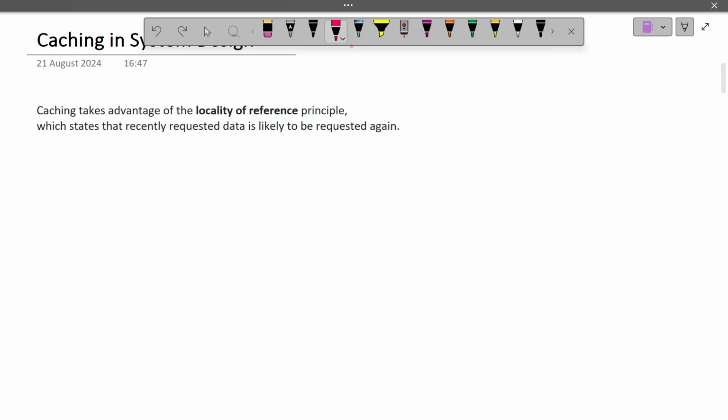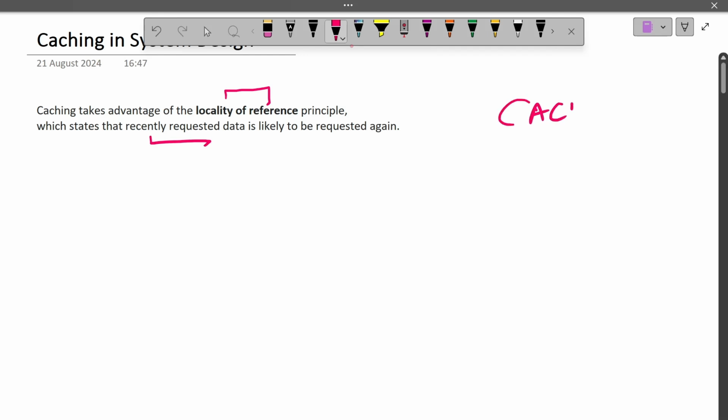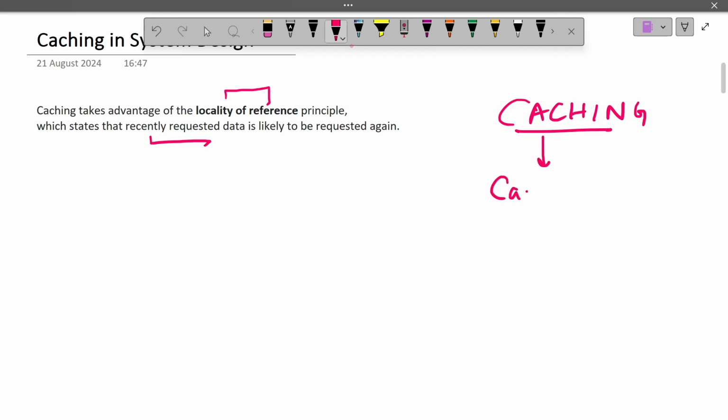Okay, so starting now, we understood that caching is using the locality of reference principle, which means any data which has been recently requested is most likely to be requested again. Before we understand this term caching and what it implies, the term comes from cache plus ing, which is the verb, like it is doing something. So using the cache to do something is what caching is all about. So what is this do something? We will discuss that.